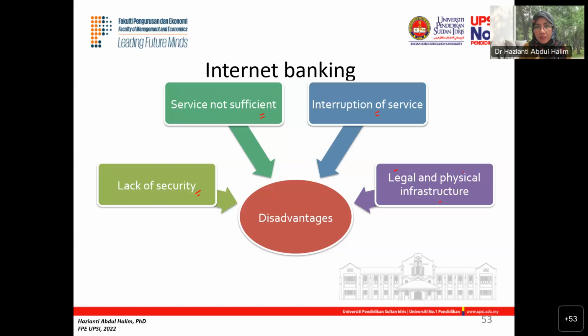Legal and physical infrastructure. So kita suka, we enjoy this internet banking, but for the bank, their legal and physical infrastructure, they need to spend a lot of money. And when we talk about legal issue, it can also be in terms of privacy issue, data protection, semua tu kan. So those are the disadvantages of internet banking.